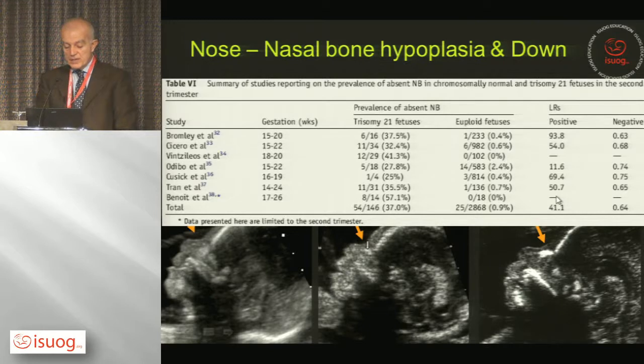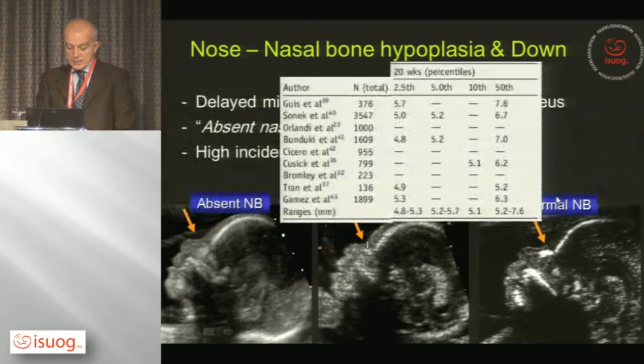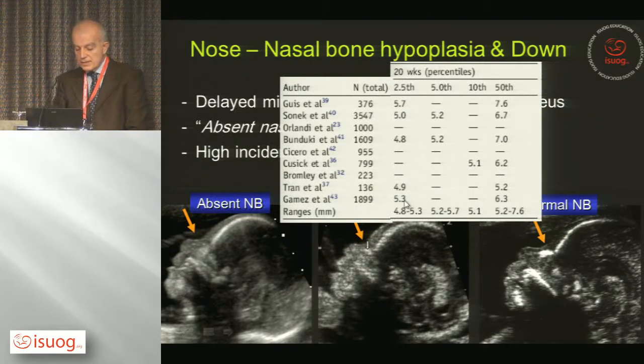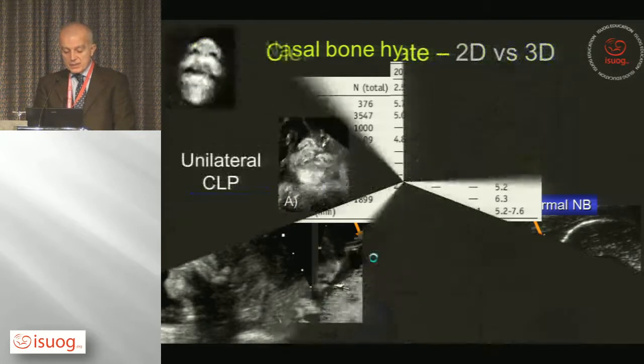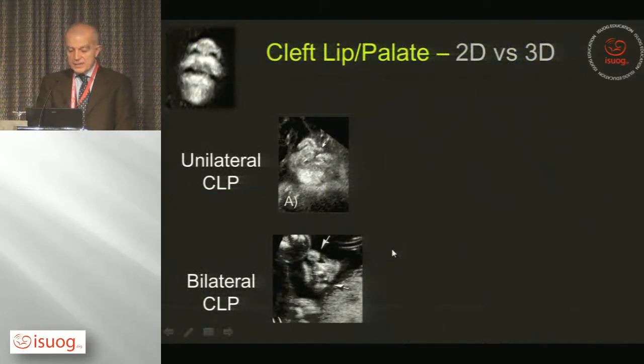for Down syndrome is very, very high in the 2nd trimester too, and the cutoff for defining hypoplastic nasal bone in the 2nd trimester is around 4.5 to 5 millimeters if taken with a proper 90 degrees approach, as was taught to us by Kypros Nicolaides for the 1st trimester.